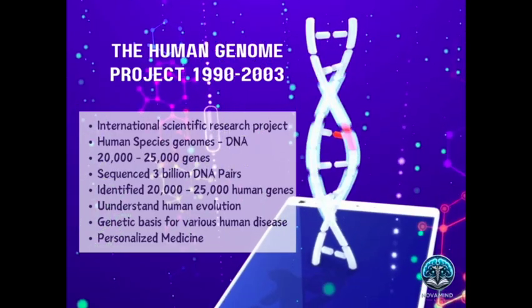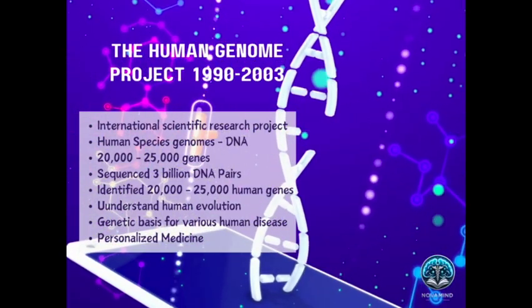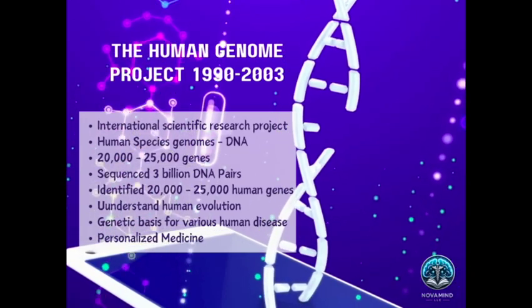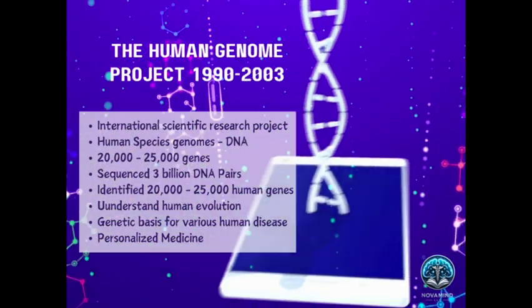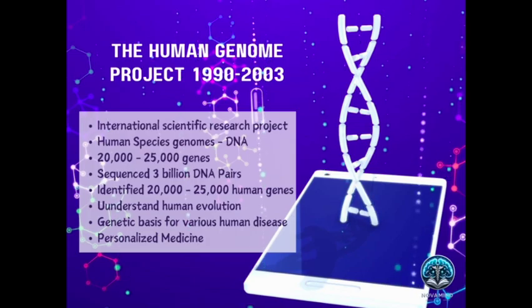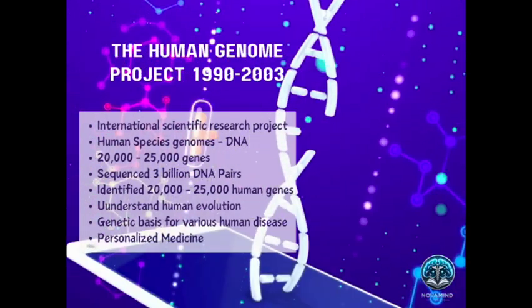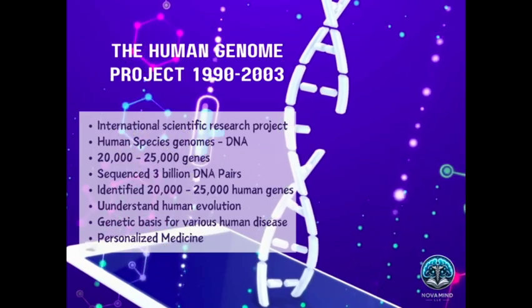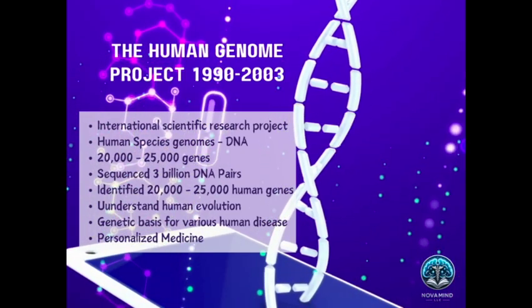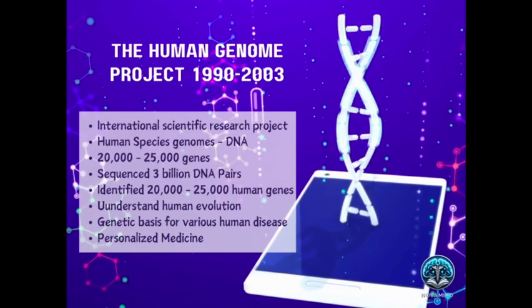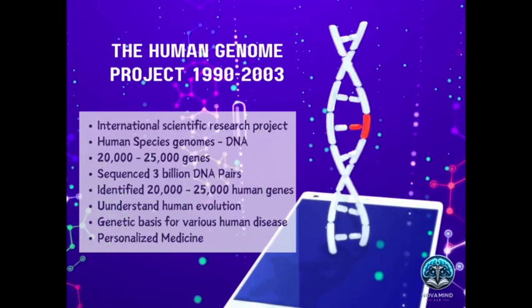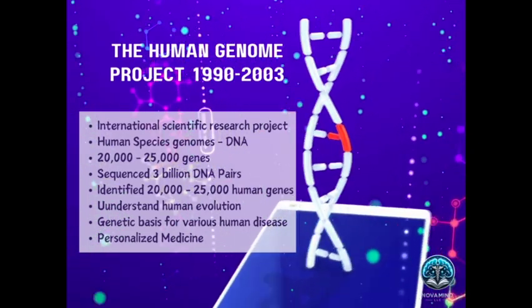Now, focusing back on the Human Genome Project, or HGP, its research started in 1990 and was completed in 2003, and successfully mapped the entire human genome, sequencing over 3 billion DNA base pairs and identifying 20 to 25,000 human genes. This groundbreaking research reshaped our understanding of human genetics.